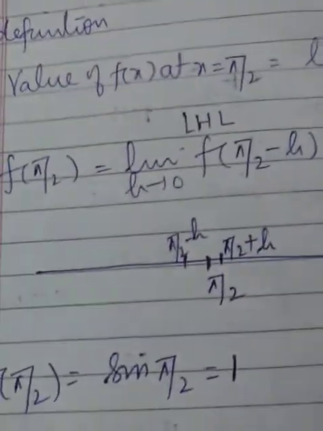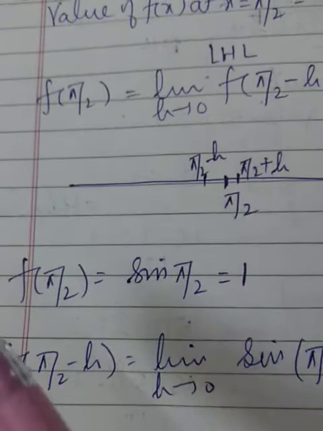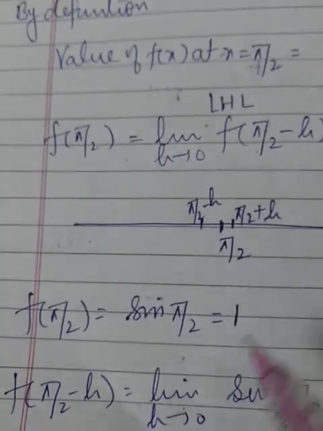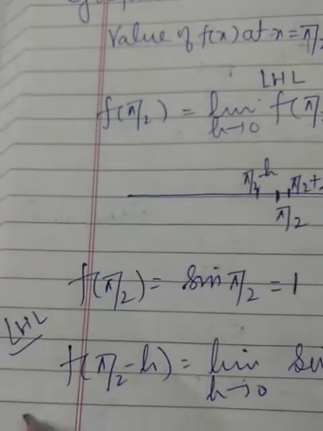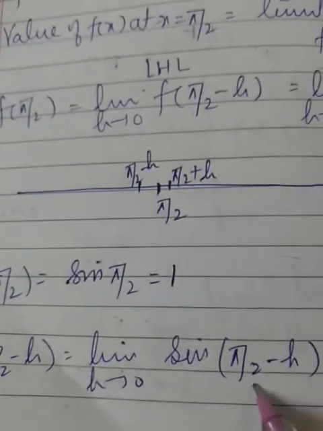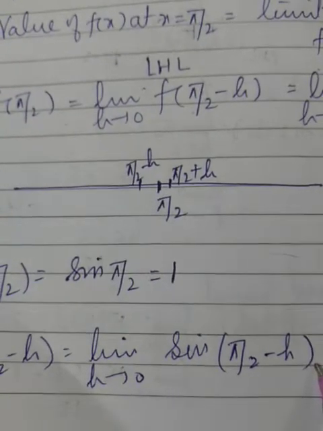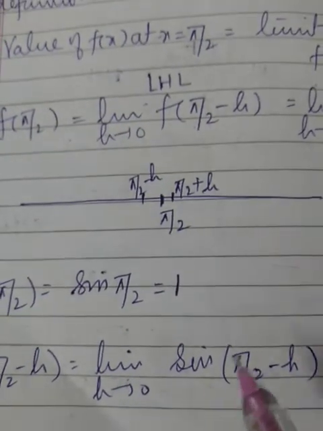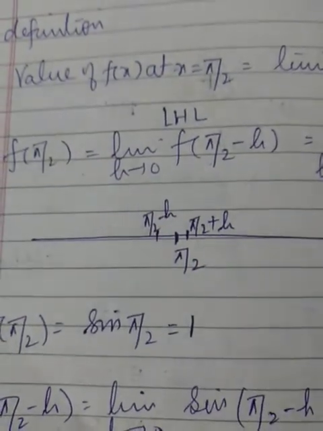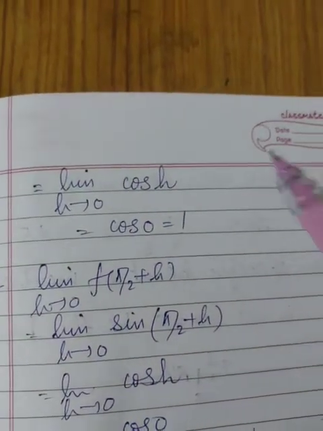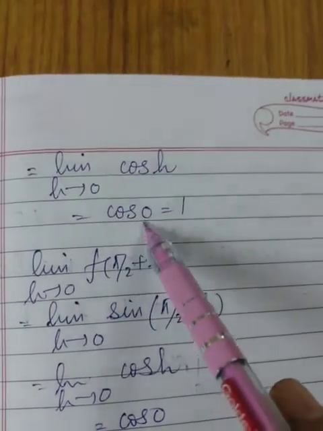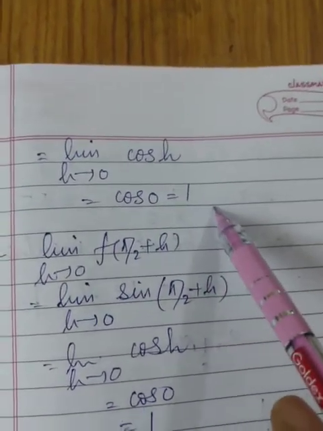So value at pi by 2, this is sin pi by 2, which is 1. Now value at pi by 2 minus h, that is the left hand limit, means in place of x we substitute pi by 2 minus h. Now sin(pi by 2 minus h), this we have done, this is cos h. So sin(pi by 2 minus h) is cos h. When we apply the limit, cos 0 equals 1.